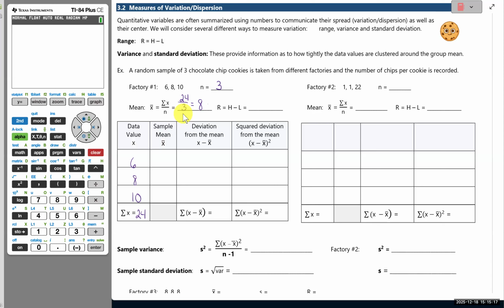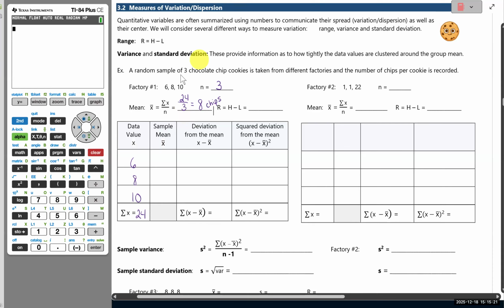I'll just write the units, chips. Not every cookie has 8 chips, but that's our best attempt here to measure a center, a typical cookie. I'll get to range in a second, but let me come over here to factory number 2.